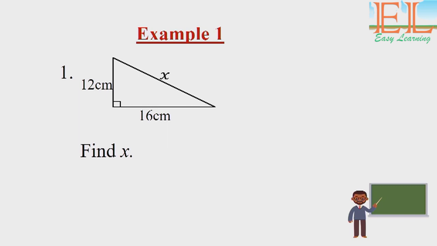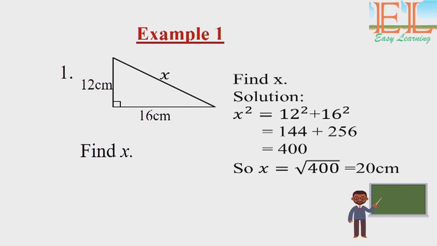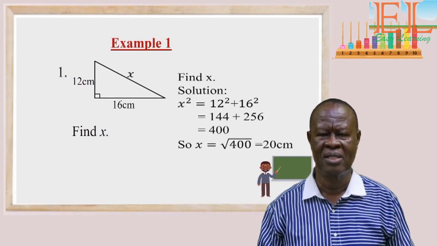So our solution will simply be this. We are looking for x. So it is 12 squared plus 16 squared. And 12 squared is 144 plus 16 squared, which is 256. And this will give us 400. So x is the square root of 400, which is equal to 20 centimeters. So be able to use the Pythagoras theorem to find this length, which is the hypotenuse.